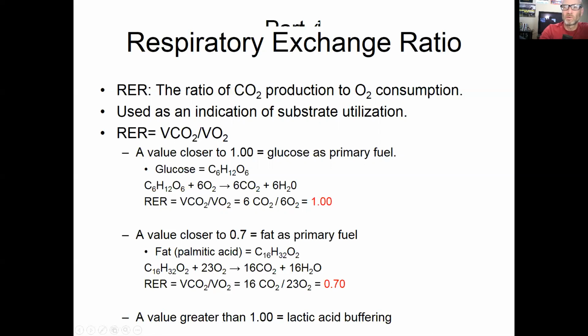Now, if we ever go over an RER of 1, that's because we are starting to use the anaerobic system at a greater rate. The anaerobic system will be producing lactic acid. One of the fates of lactic acid is that it can be buffered. The buffering process of lactic acid yields VCO2, or yields carbon dioxide. That carbon dioxide is then mixed in with this carbon dioxide. We'll get a CO2 that's greater than the oxygen, and therefore our ratio, our RER, will be greater than 1.